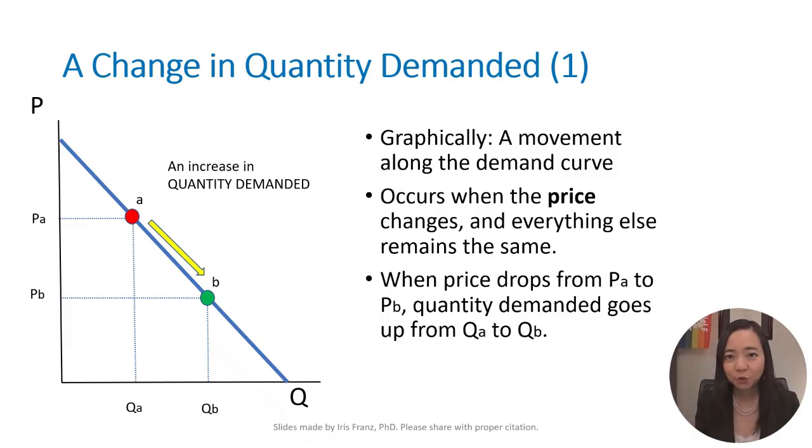Here, when the price goes down from PA to PB, then the quantity demanded increases from QA to QB. Graphically, we observe a movement along the same demand curve from point A to point B.